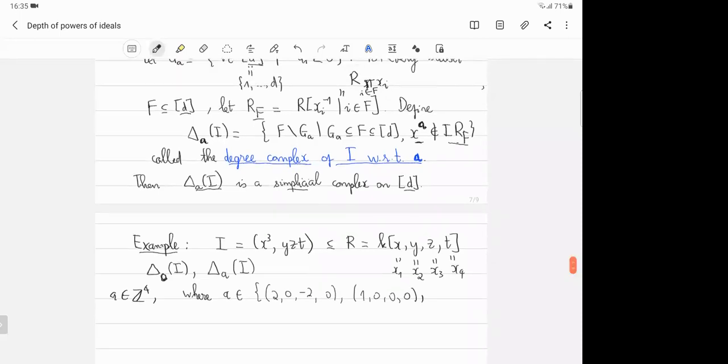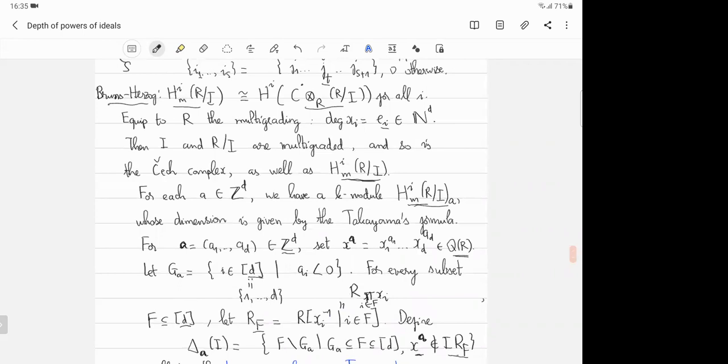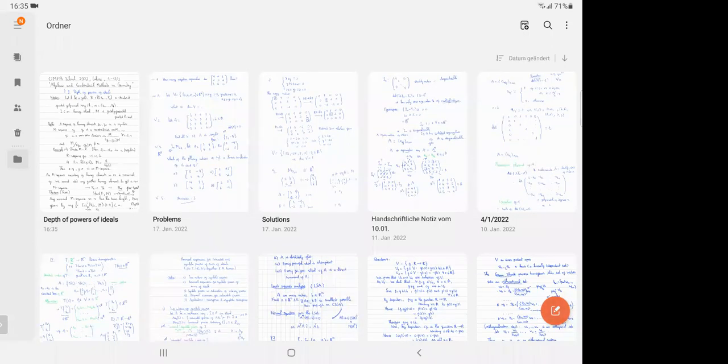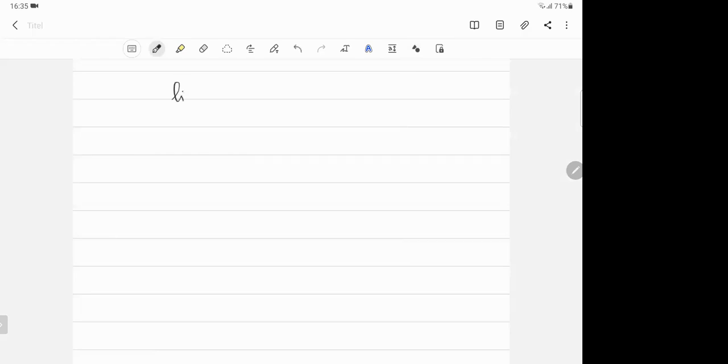So in the end, we want to work with this problem, maybe on another slide. We want to study whether this limit exists, where I is just any homogeneous ideal in a polynomial ring.